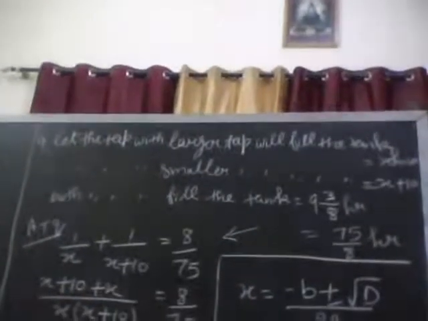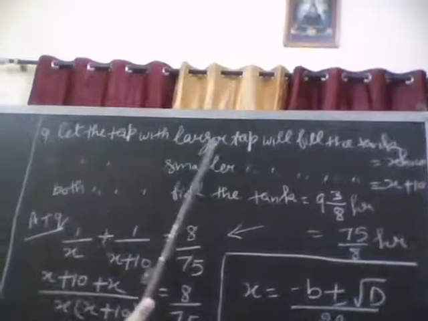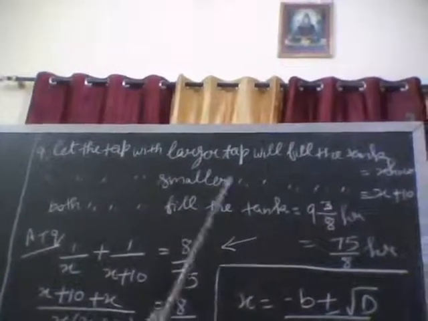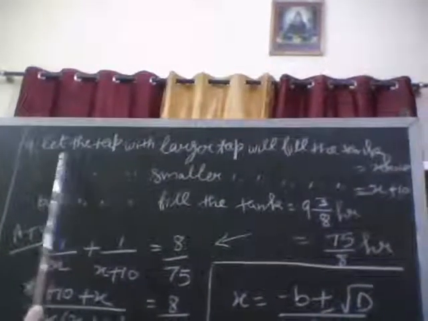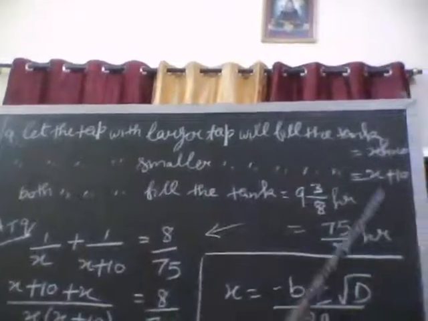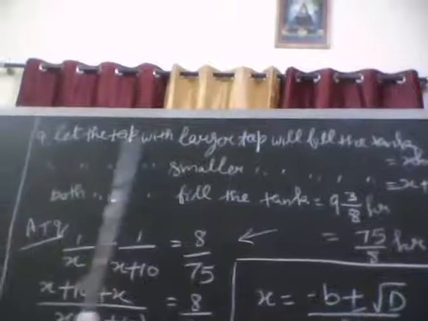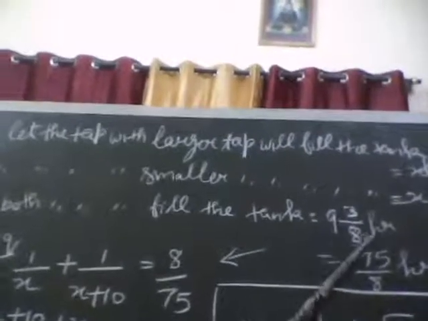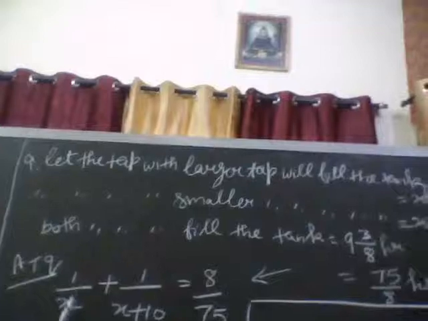So here we let the larger tap fill the tank in x hours. We can also take the smaller tap here. If we take that, let the tap with the smaller tap fill the tank in x hours, then the larger tap will be x minus 10 hours. And if we take the larger tap to fill the tank in x hours, then the smaller will be x plus 10 hours. And both the taps will fill the tank in 9 and 3 by 8 hours, that is 75 by 8 hours. Now according to the question, see that in x hours the larger tap is filling the tank.